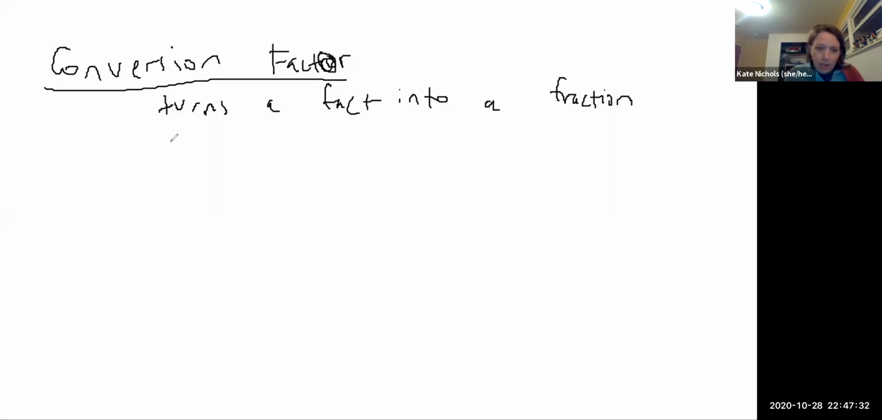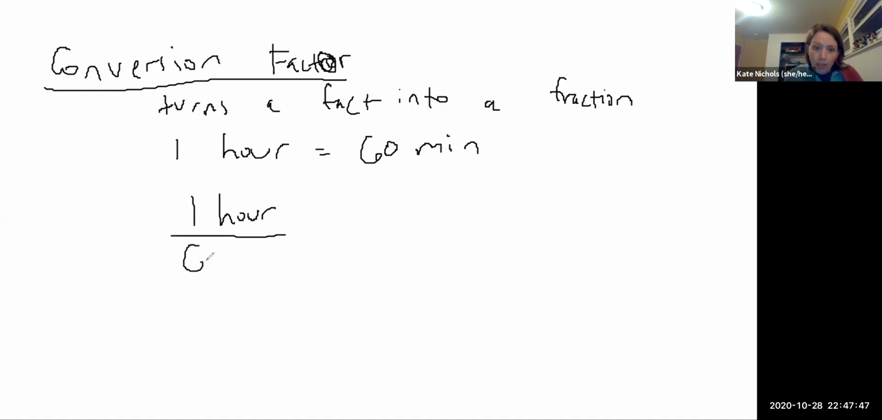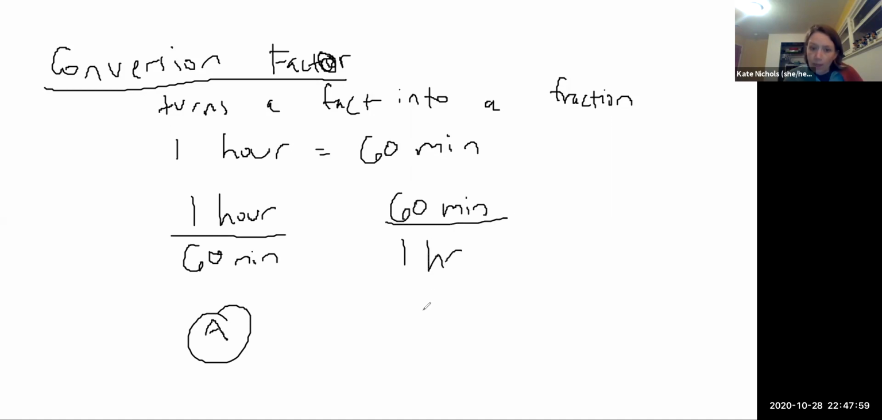But in any case, say the first fact was 1 hour equals 60 minutes. We're going to turn that fact into a fraction. There are actually two possible fractions we can turn it into. We can turn it into 1 hour on top and 60 minutes on the bottom, and we'll call that option A. And option B is the flip of that, 60 minutes on the top and 1 hour on the bottom. So there are always two conversion factors that you can make out of a single fact.